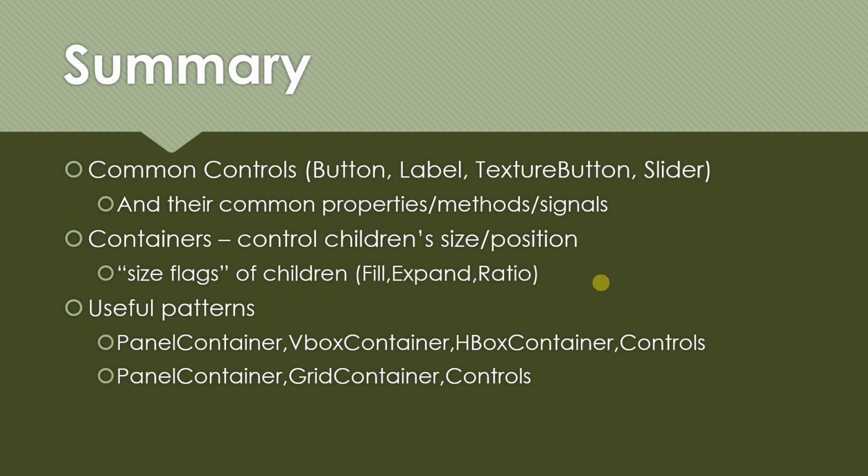We covered two useful patterns. Here's the first, here's the second. The first was basically a panel container with a VBox container inside of it and then a bunch of HBox containers. All the HBox containers had a bunch of controls, usually a label and some type of an input control. And our second pattern had a panel container, a grid container with two columns, and then all the controls in there. So that's it for this video.